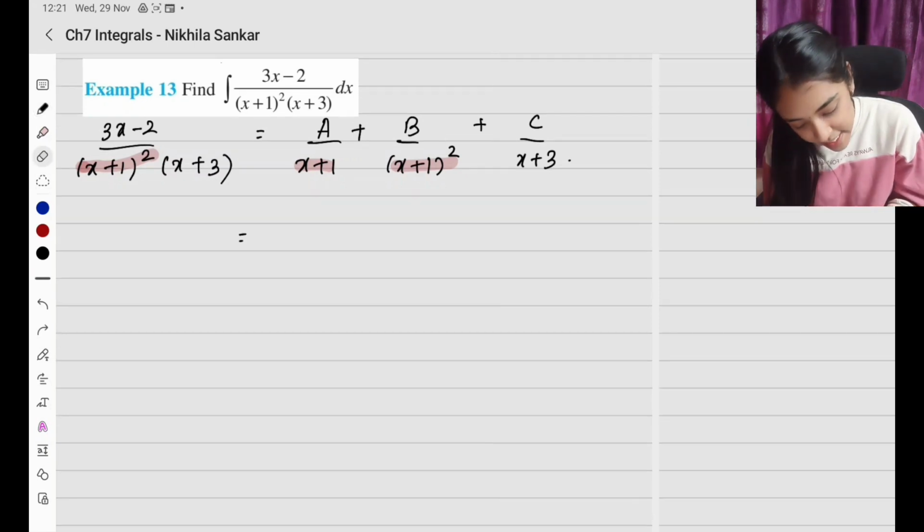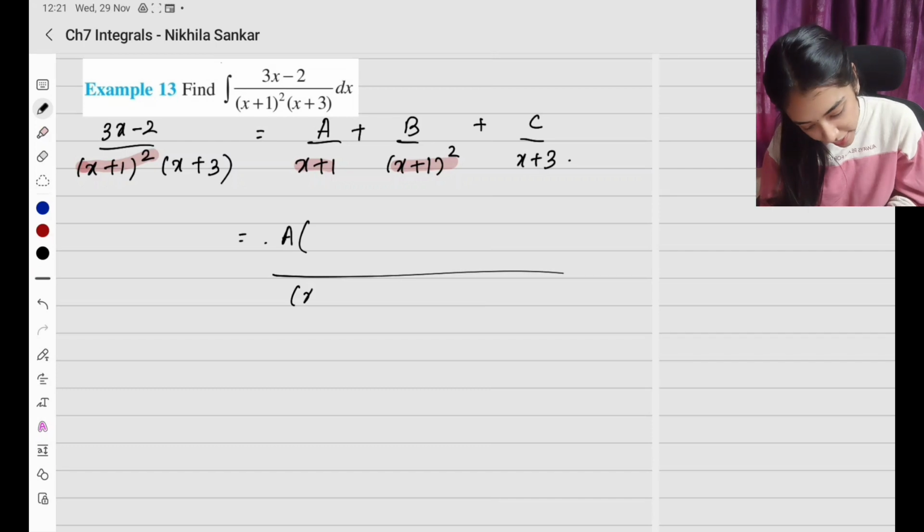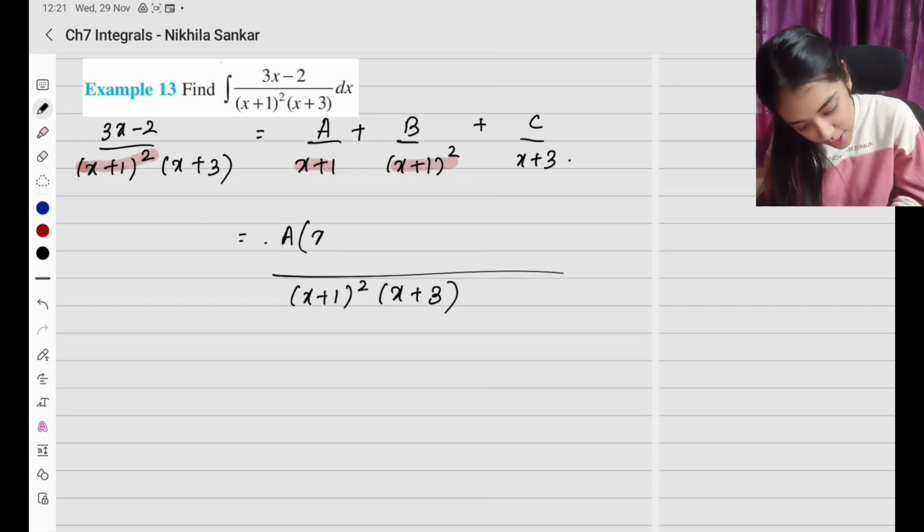So when I take the LCM, I have a times, what is missing? The LCM is going to be x plus 1 the whole square times x plus 3. Yeah, I'll write the LCM. So I have x plus 1 the whole square times x plus 3. So in the a term, what is missing? I already have one x plus 1. So I need x plus 1 times x plus 3.